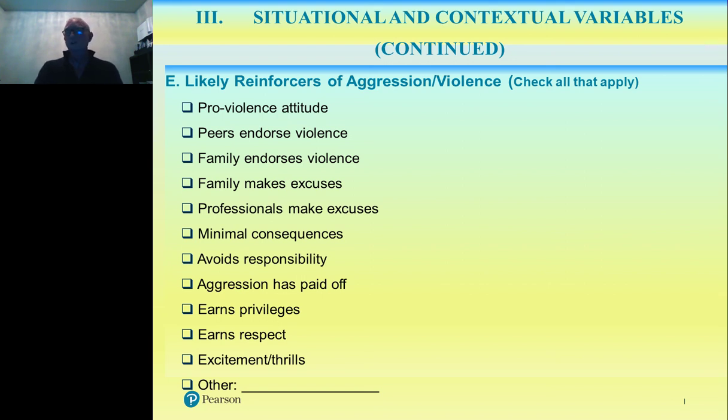So clearly having minimal consequences is a reinforcer, avoiding responsibility. So if they were able to basically dodge getting caught, that's a reinforcer. Aggression is paid off. It's paid off in status, perhaps. It's paid off in money. It's paid off in safety because they're not being picked on. Or maybe they earn privileges, such as kind of gang membership and these types of things. Okay, they earn respect in their community.